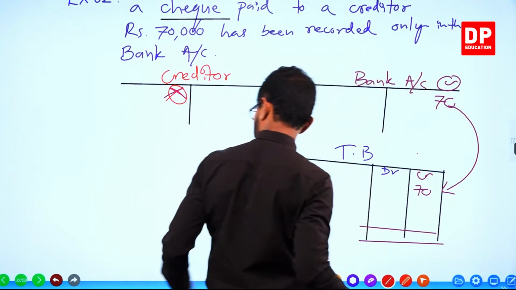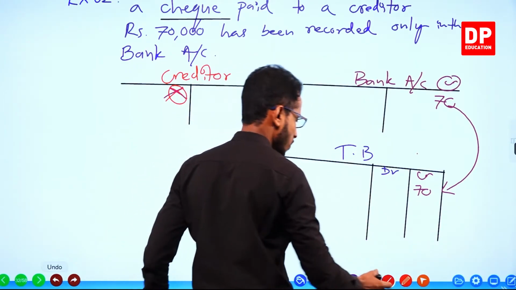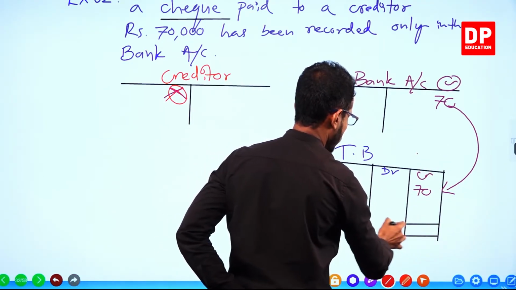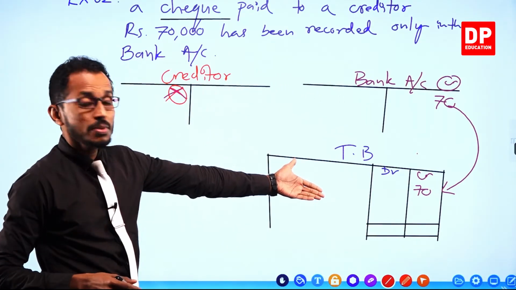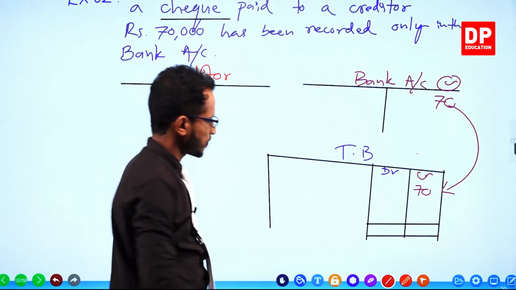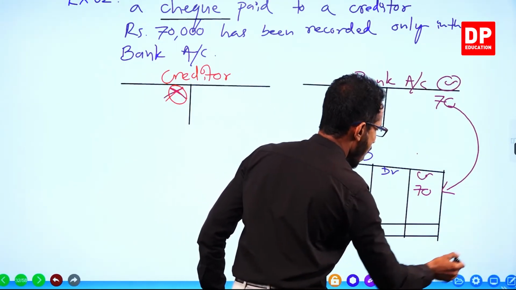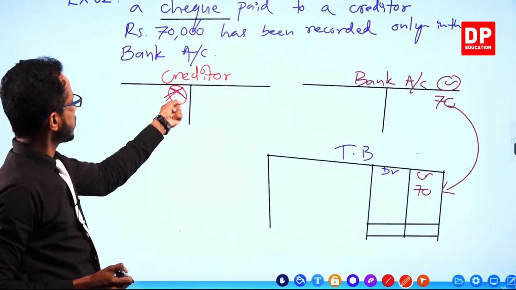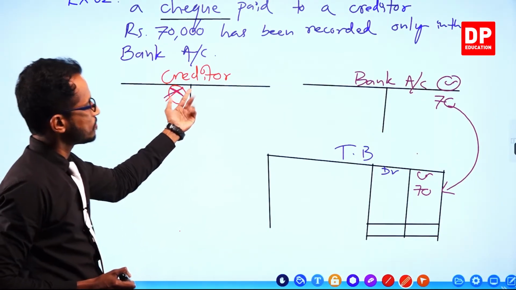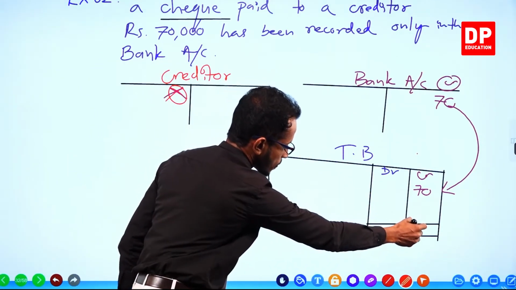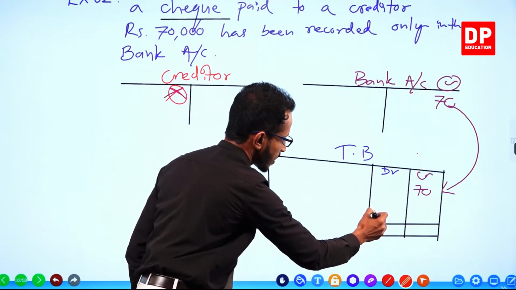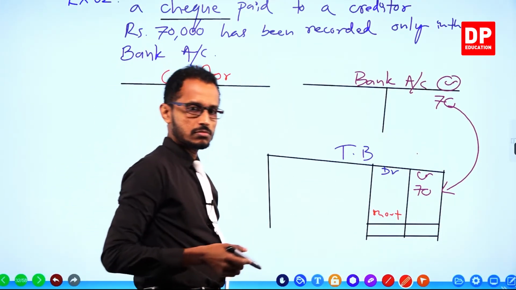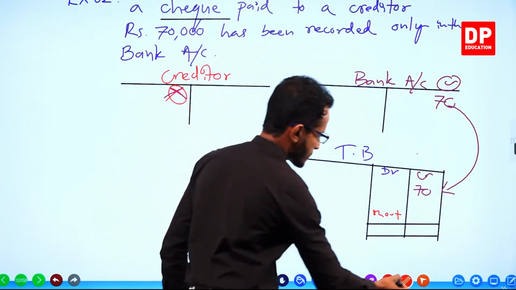Then, when the trial balance is balanced, what's going to happen? The debit side will be short. This side will be short. How much? On this side, the debit side, the 70,000 is missing now. So the debit side will be short by 70,000. Short by 70,000.